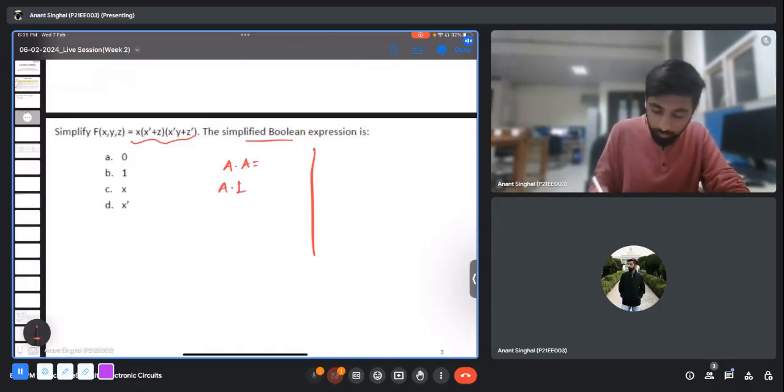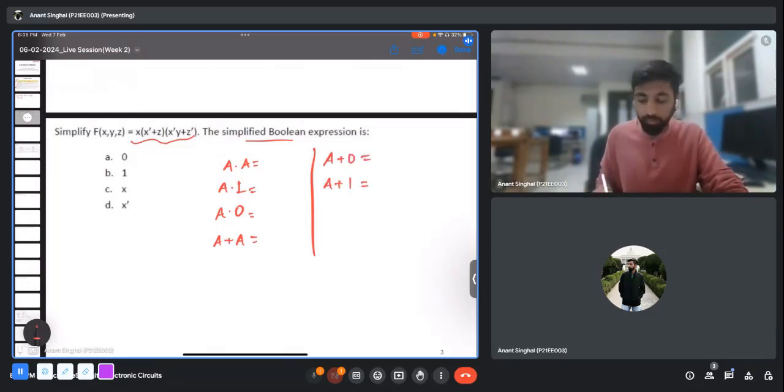I'll write all of them: A times 1, A times 0, A plus A, A plus 0, A plus 1, etc. What is the basic relation? When you do the AND operation of a variable with itself, it gives you the variable again. If you multiply a variable with 1, that is the high value, it gives you the variable again. If you AND any variable with 0, then we know from the AND truth table that a single 0 makes the output always 0. So if you multiply any variable with 0, it will always give you 0.